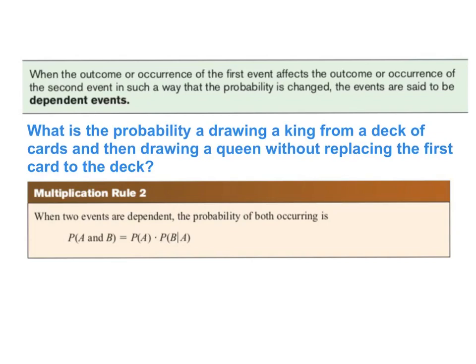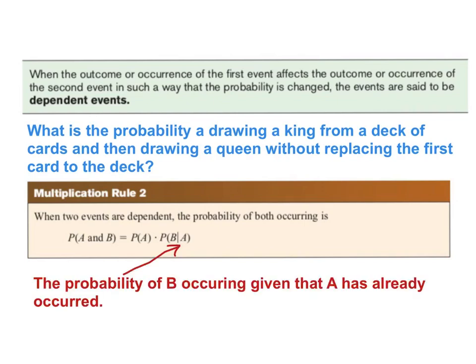Now, before we solve this problem, I want to do the multiplication rule 2 for two events that are dependent. Okay, the notation looks a little different now. Instead of it just being the probability of A times the probability of B, we have this conditional probability over here. Okay, and what this means over here is the probability of B occurring given that A has already occurred. That's what that notation means. A's already happened. Now find the probability of B, knowing that A has happened and impacts the probability of B. So that's what that notation means.